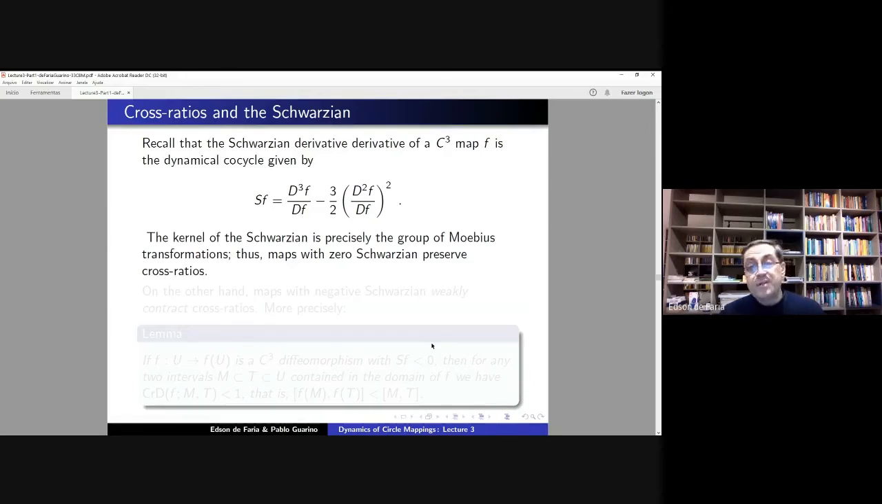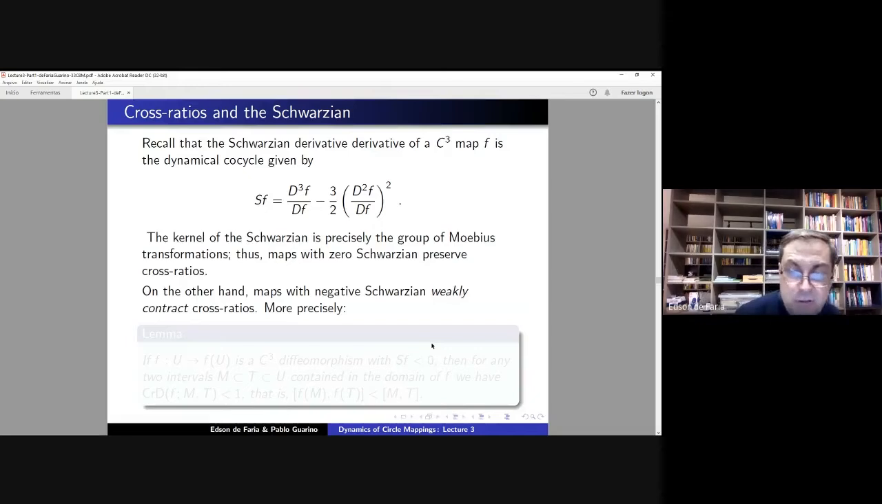Well, if the Schwarzian has a sign, if it's always positive or always negative, then there's something you can say. So in fact, maps with negative Schwarzian derivative weakly contract cross ratios. The cross ratio goes down when you apply the map.